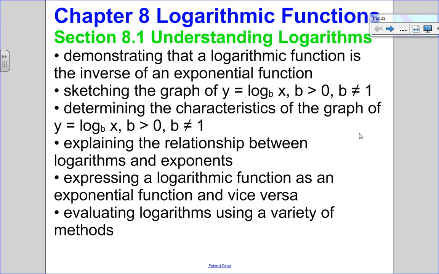In this section, we'll cover 8.1, which is Understanding Logarithms. What are they? When do we use them? What does the graph look like? And how are they related to Chapter 7, Exponential Functions?